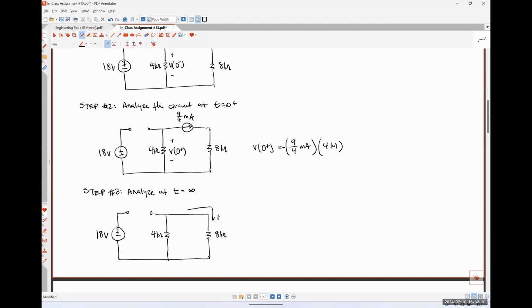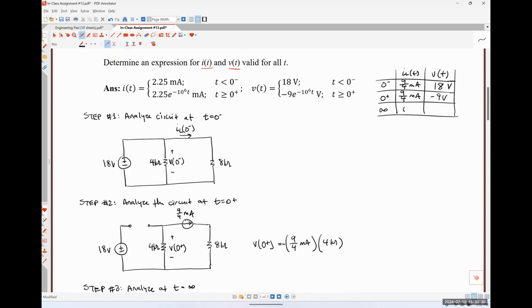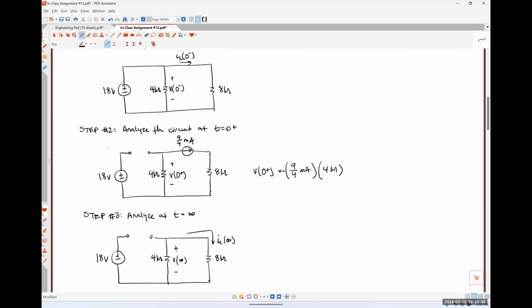So here's my inductor current, and here's my resistor voltage. And by inspection, we can see that both of these are going to be 0, which is what I mentioned earlier for today. Everything at infinity is always going to be 0. So we're just going to have 0 milliamps and 0 volts. Any questions about step 3?